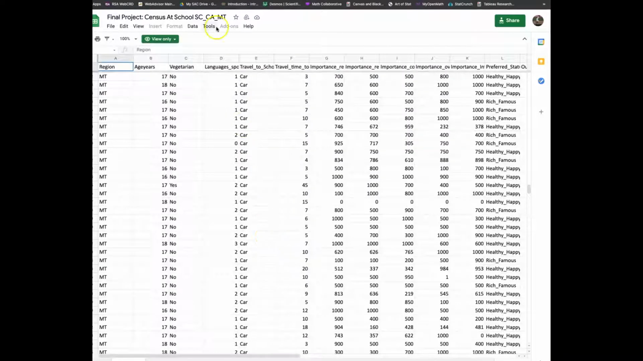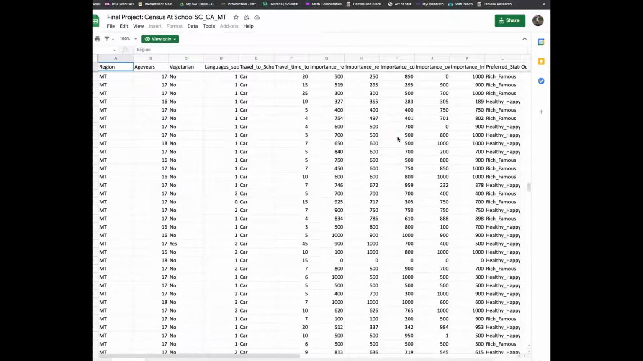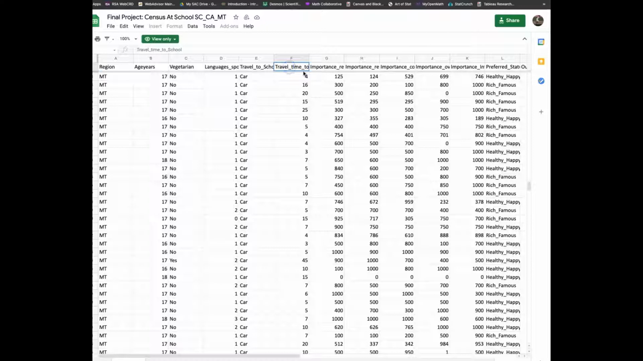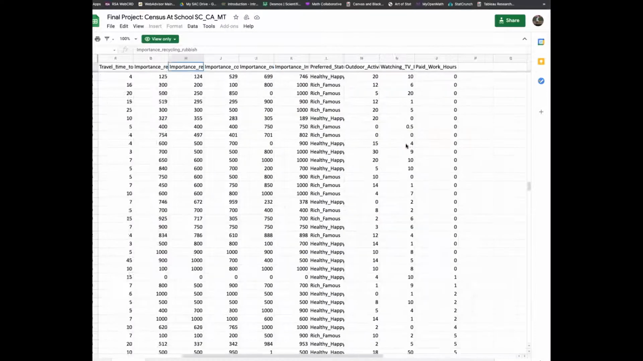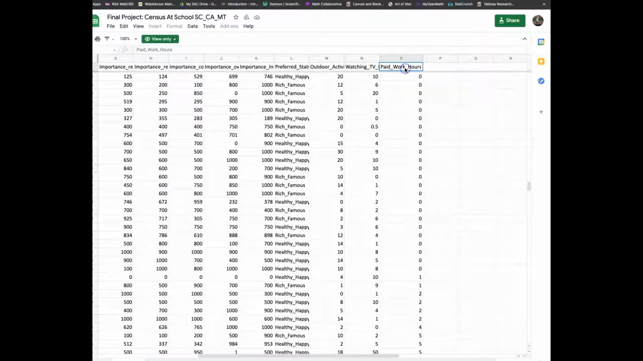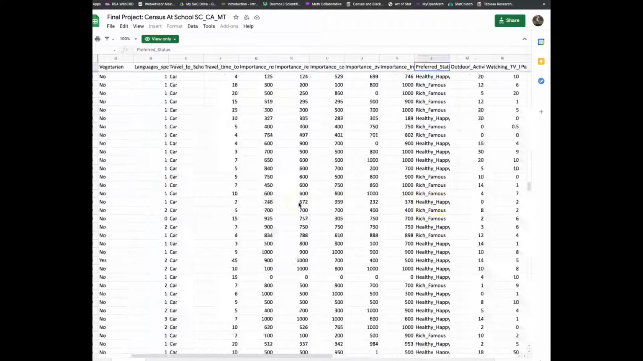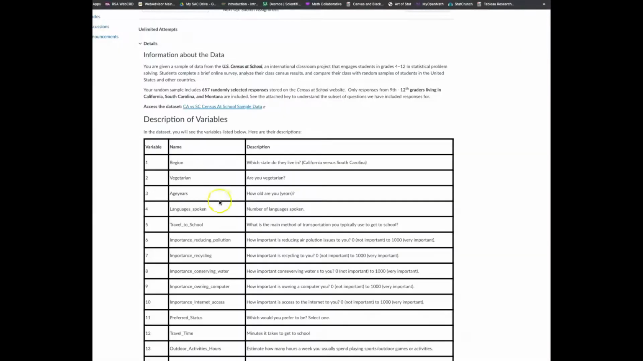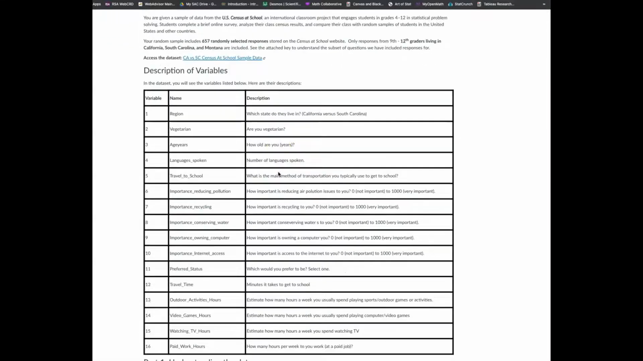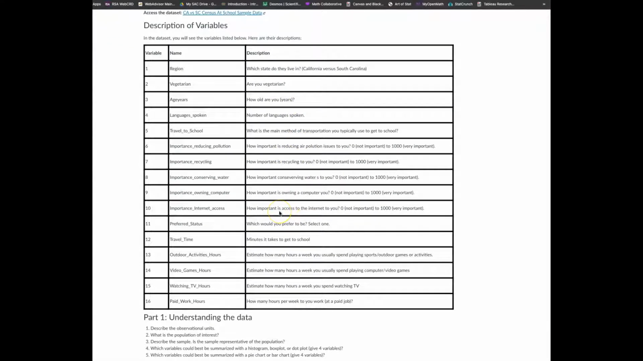And there's a lot of variables they were surveyed on, okay? Whether how old they were, if they're vegetarian or not, and so you can see the different categories. And then also their ratings of the importance of reducing pollution, travel time to school, right? Those ratings are from 0 to 1,000 in terms of their importance. And you got how much TV they watch, how much they work, how much time they spend outdoors, right? Do they prefer to be rich and famous, healthy, happy, right? There's a lot of things. And that, again, comes from this link here from the 3 states. And then you will see these are the variables that they were surveyed on.